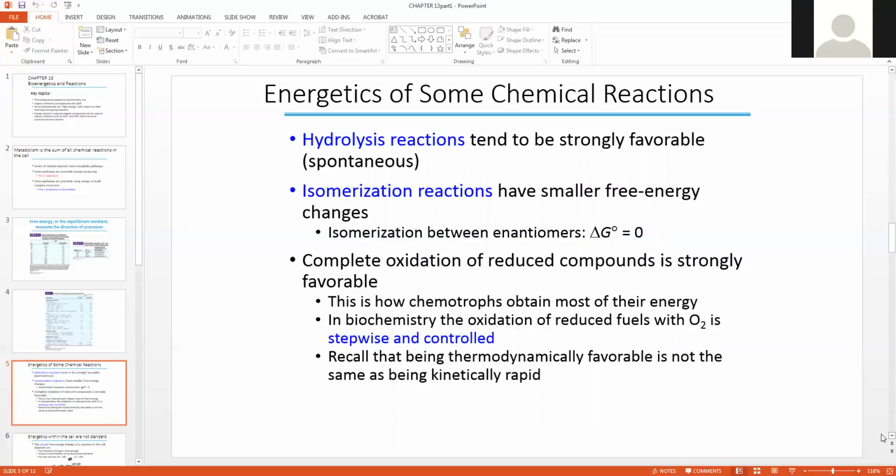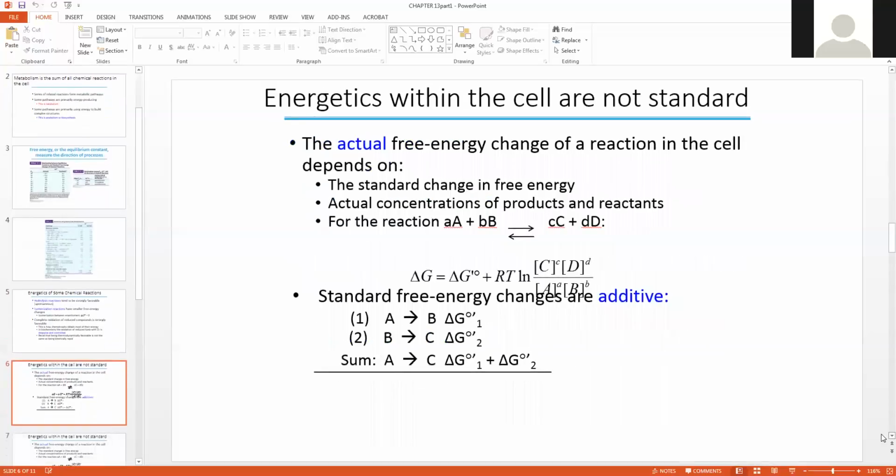So this is actually the way that most chemotrophs obtain their energy. And again, when we think about the oxidation of reduced fuels with oxygen, that's always going to be stepwise and controlled. And so it's important to make this distinction that just because something is thermodynamically favorable does not mean that it's the same thing as kinetically favorable. There's a distinction between those two.